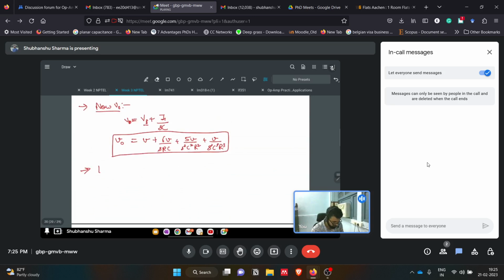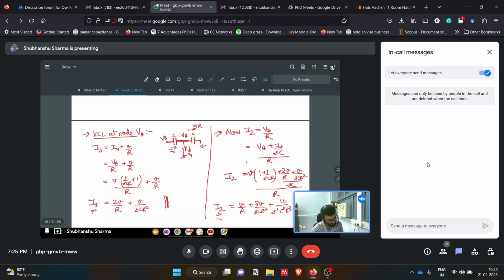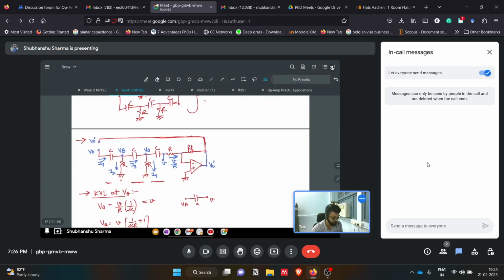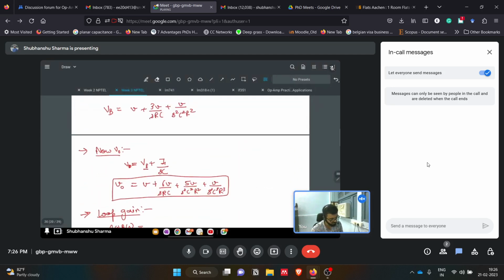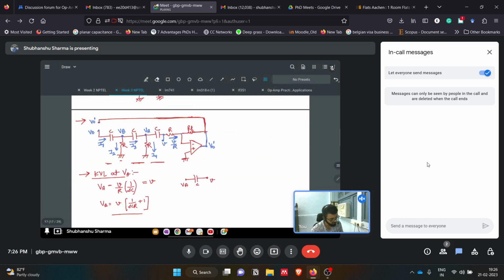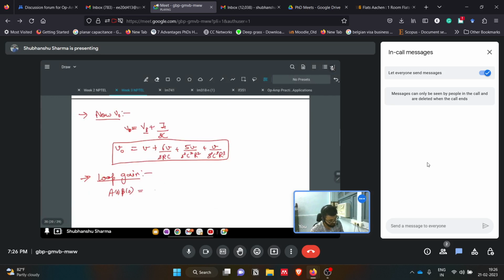Now, what is loop gain? Now we'll talk about loop gain. Loop gain is A(s) beta(s). This is V naught, and this is V naught prime. So the loop gain across this is V naught prime by V naught. Since this is in inverting form, the input is being given to the inverting terminal, so it will be minus V naught prime by V naught.